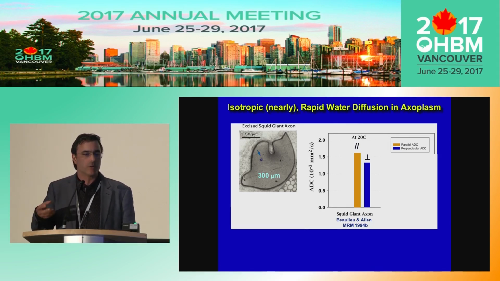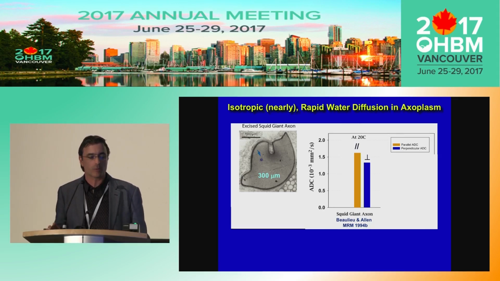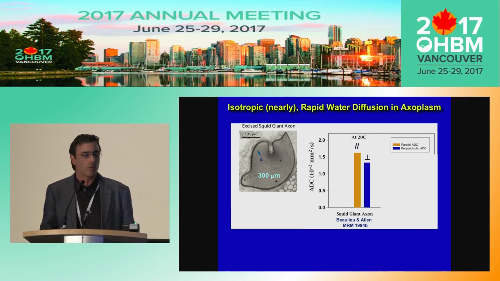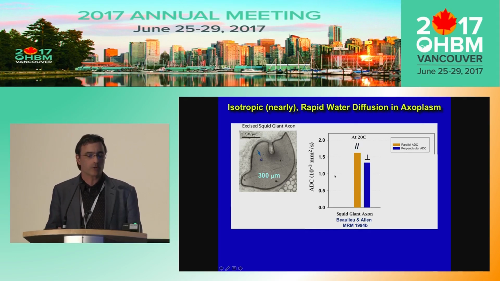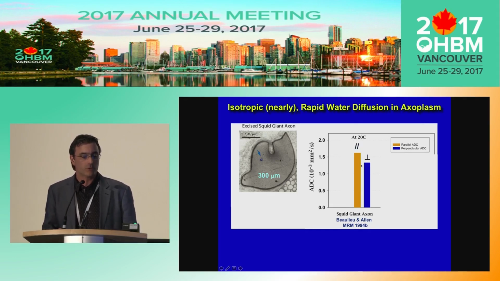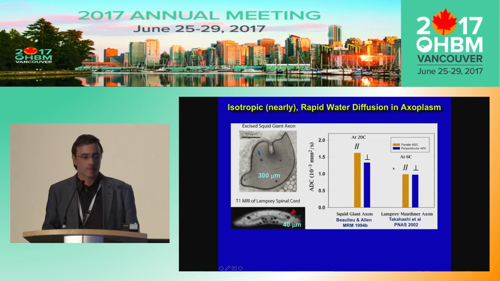around 9 or 10 microns, something like that. So a lot smaller than 300 microns. So sure, some of the water molecules that we measure are going to hit the membranes, but most of them aren't. And when you measured the parallel and perpendicular diffusion coefficients, you could see that they were nearly isotropic. There was some slight anisotropy, but not a lot.